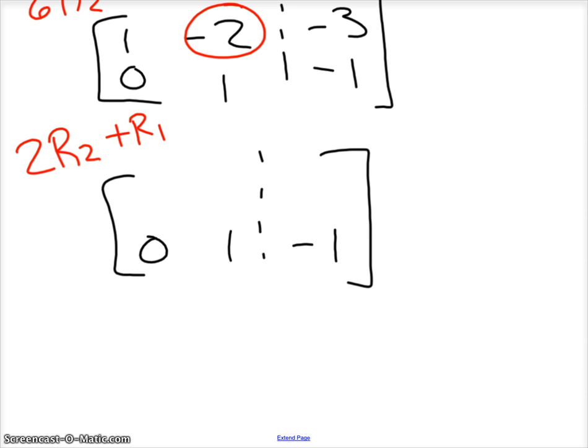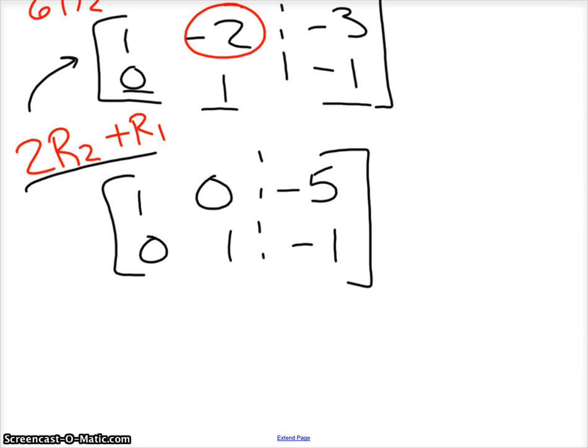And now we're going to apply our rule to the old matrix to change the top row. So 2 times 0 is 0, plus 1 is 1. 2 times 1 is 2, plus a -2 is 0. And 2 times -1 is -2, plus a -3 is -5.